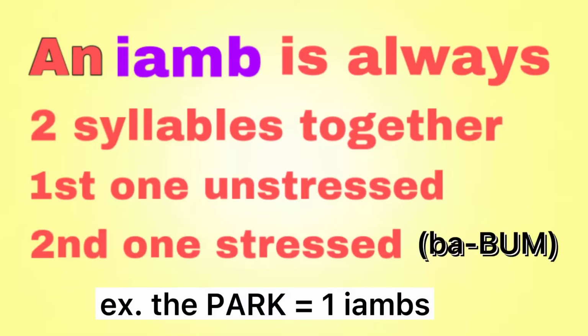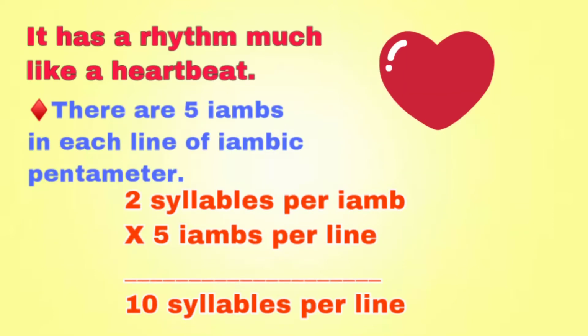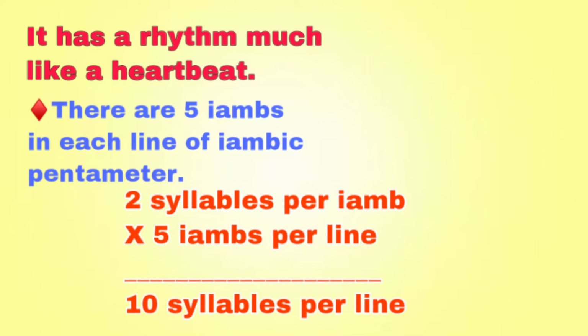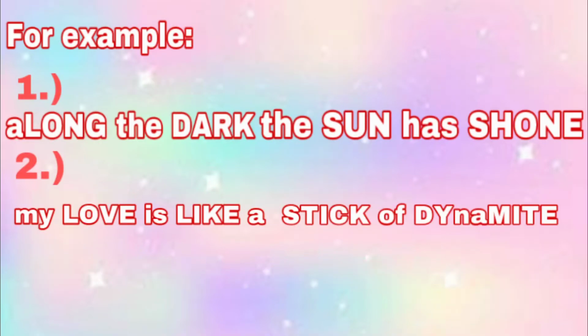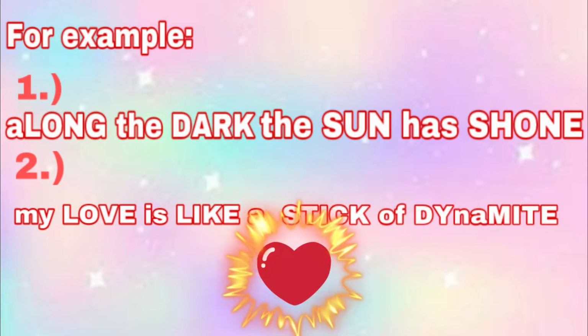The second thing that we have to remember in composing a sonnet is to have a rhythm called the Iambic Pentameter. An iamb is always 2 syllables together. The first one is unstressed, the second one is stressed. It has a rhythm much like a heartbeat. There are 5 iambs in each line of Iambic Pentameter. So if there are 2 syllables per iamb times 5 iambs per line, that would mean that in a sonnet, there are 10 syllables per line. Every line should have this kind of rhythm. Ba-bum, ba-bum, ba-bum, ba-bum. So kinda like the heartbeat. For example, along the dark the sun has shone. My love is like a stick of dynamite.